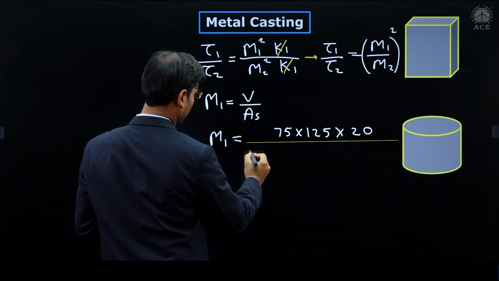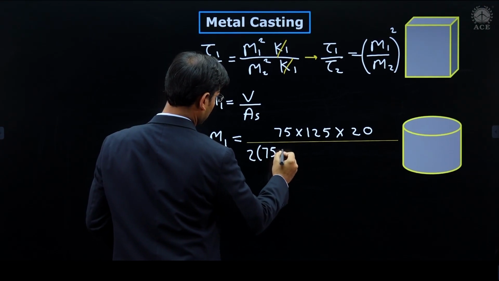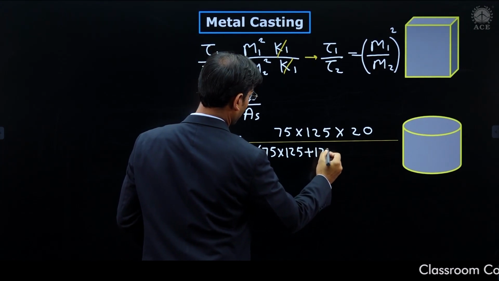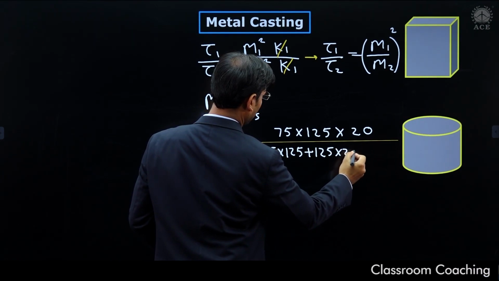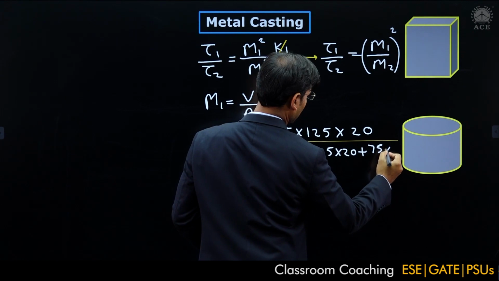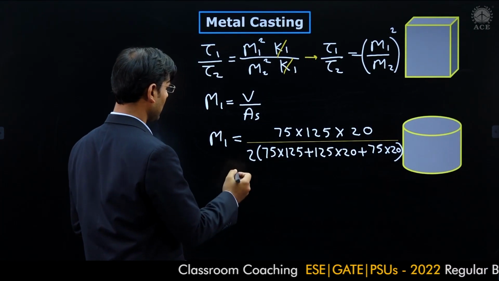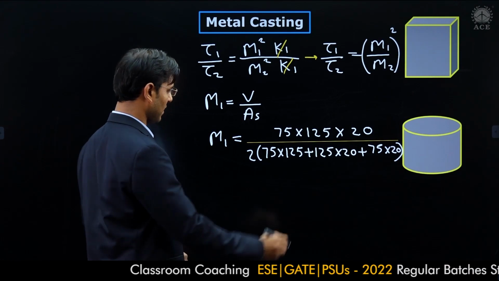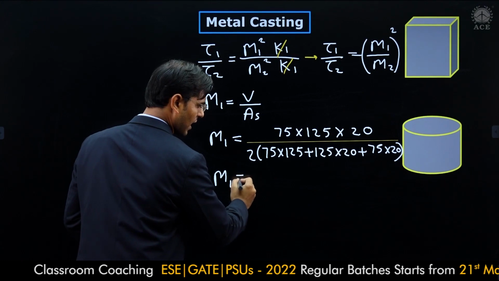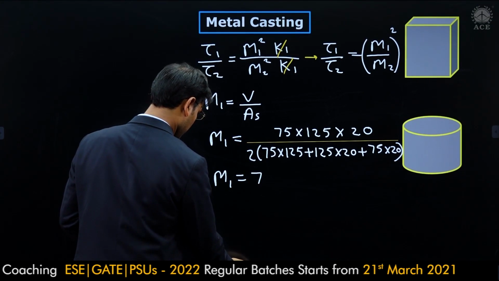I am writing the surface area: 2 into 75 into 125 plus 125 into 20 plus 75 into 20, right? Now here we will get the value of m1. Then I am writing the value of m1 is equal to 7. Now this m1 is over.